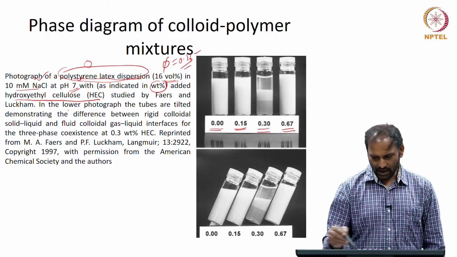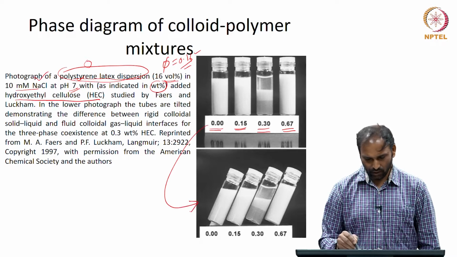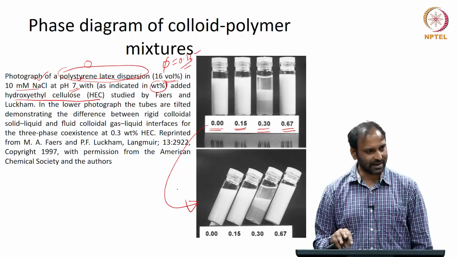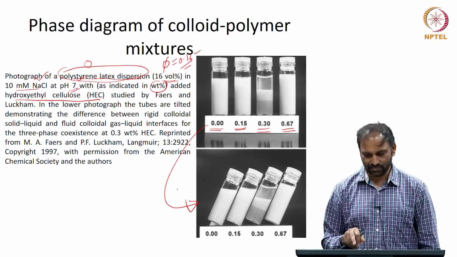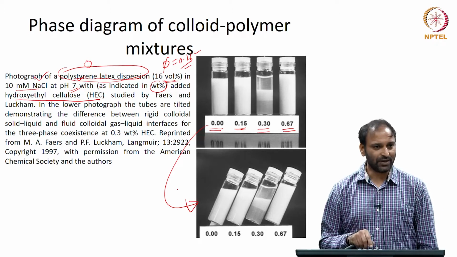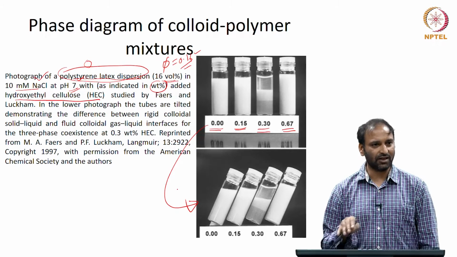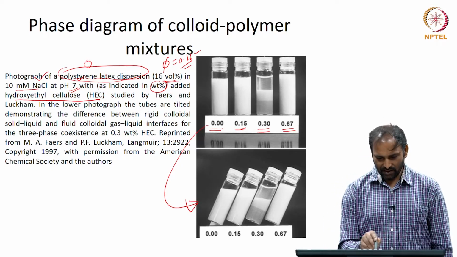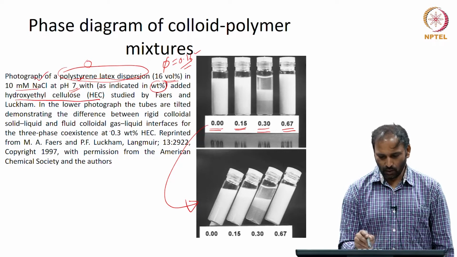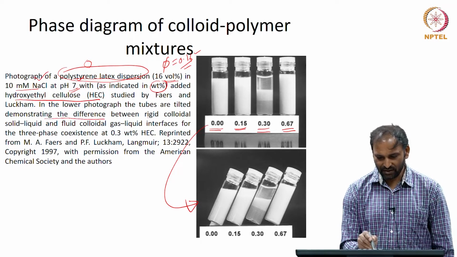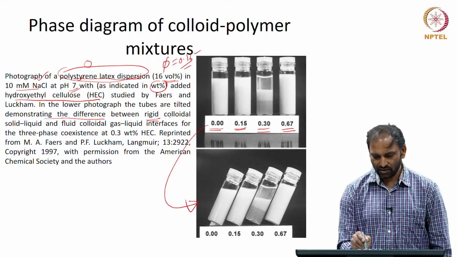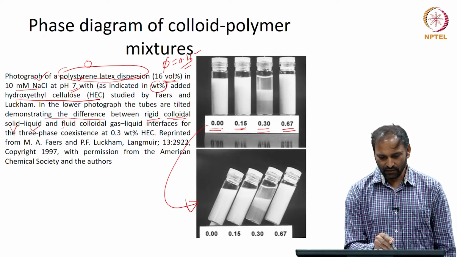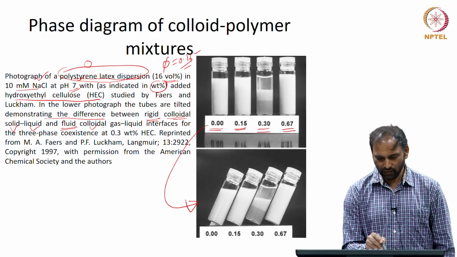Now, what you see below is the same picture, in which all these vials have been slightly tilted. I was mentioning that this is one of the nice ways of saying whether something has become gel-like or solid-like. Now they have tilted the vials, and what it does is it demonstrates the difference between a rigid colloidal solid and a colloidal fluid, gas or liquid.